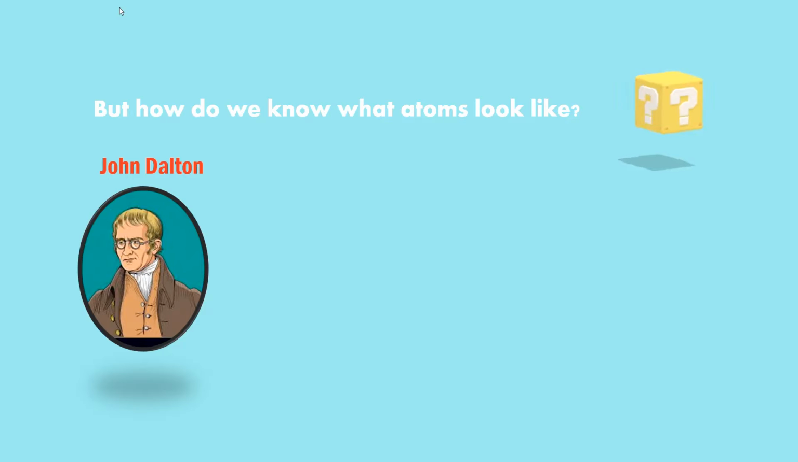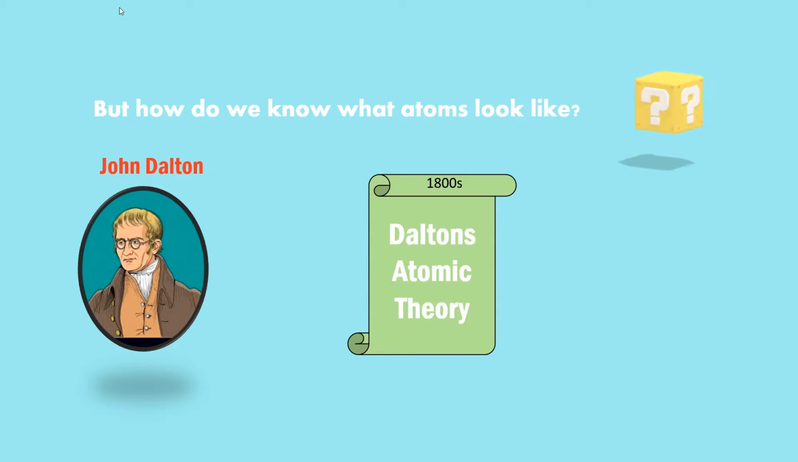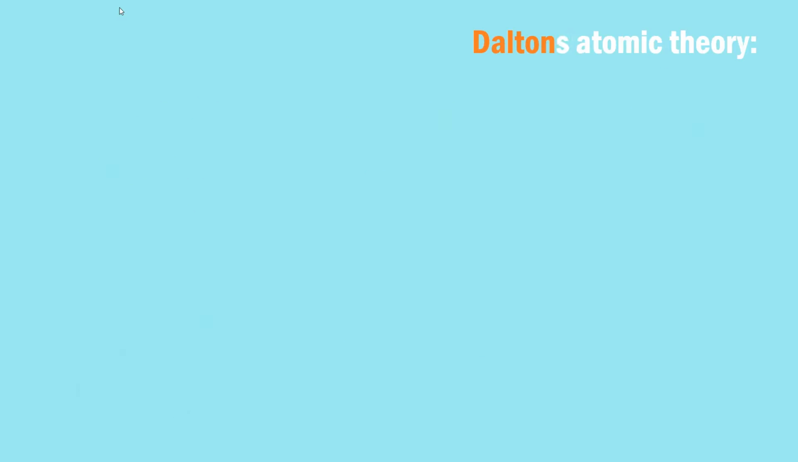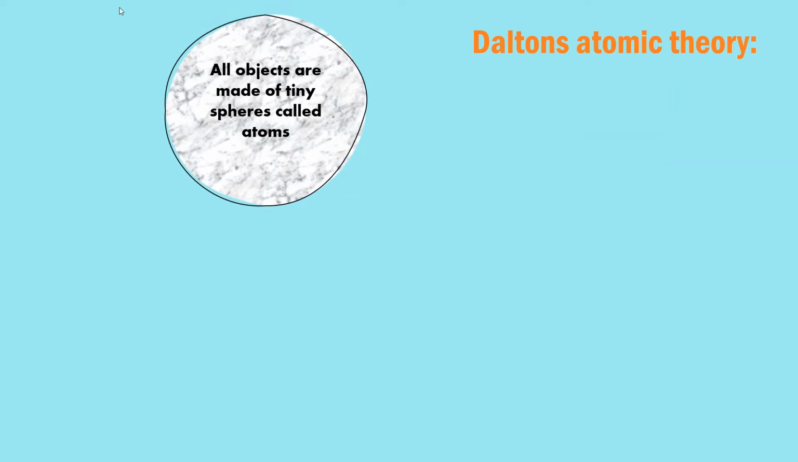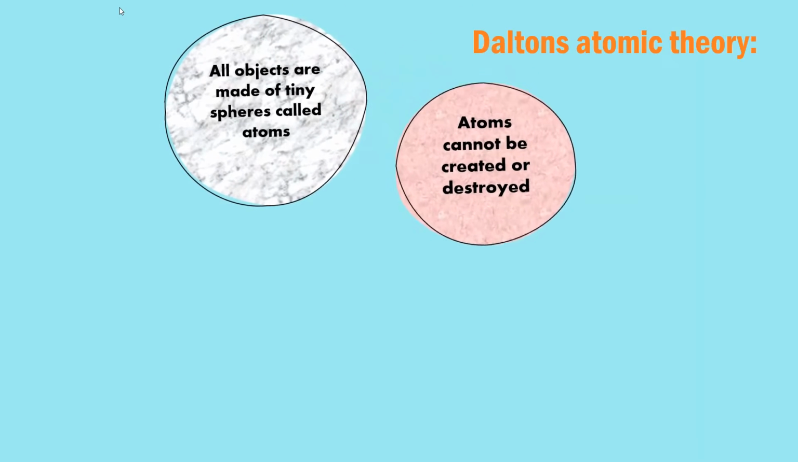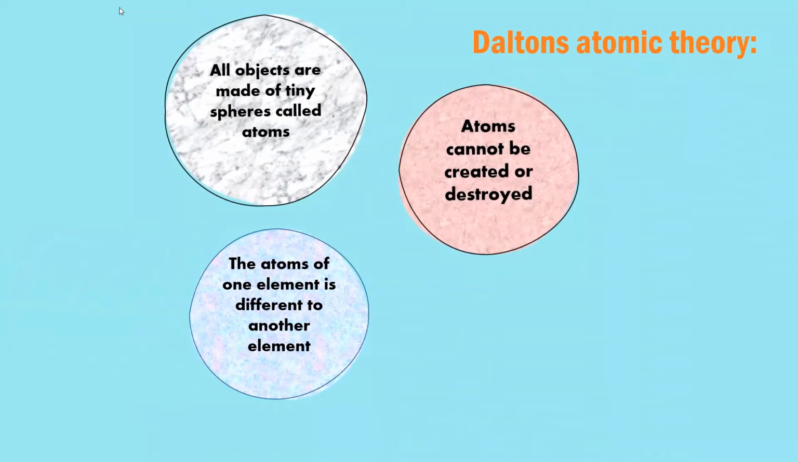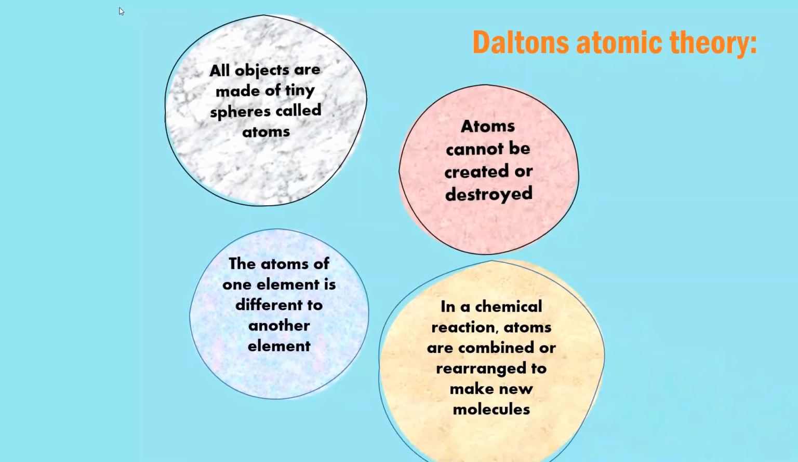Well, John Dalton was the first to propose what atoms look like, and he formed his Dalton's atomic theory in the 1800s. And he said that all objects are made up of tiny spheres called atoms. Atoms cannot be created or destroyed. The atoms of one element are different to another element, and in a chemical reaction, atoms are combined or rearranged to make new molecules.